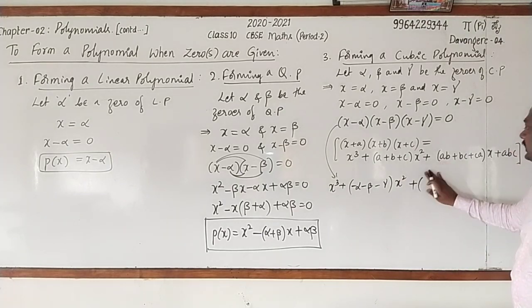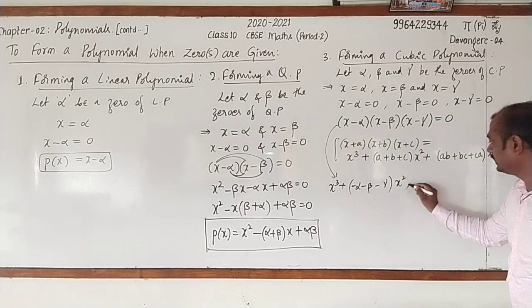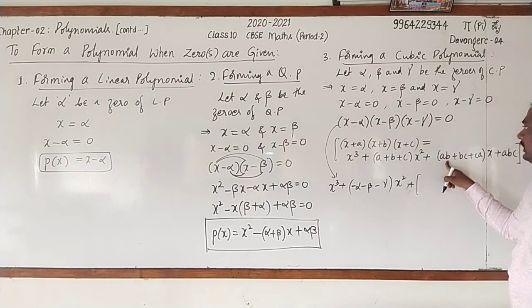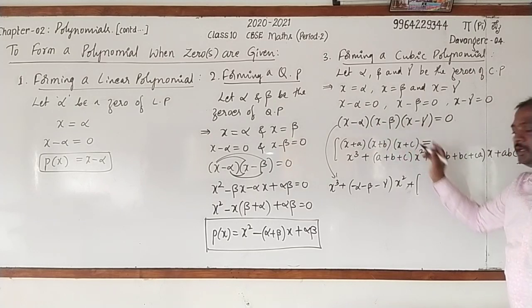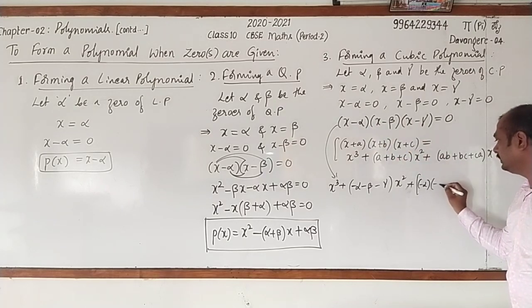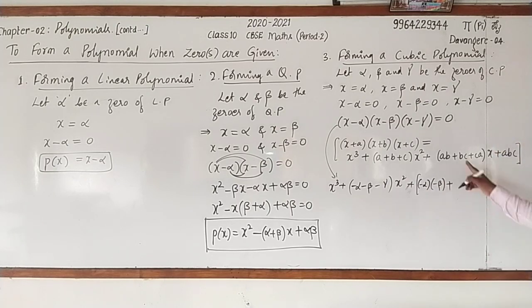Then alpha beta. Here ab is there, in place of a minus alpha, in place of b minus beta. So minus alpha into minus beta, plus bc, minus beta into minus gamma, plus ca, minus gamma into minus alpha, plus abc, minus alpha into minus beta into minus gamma. Clear?